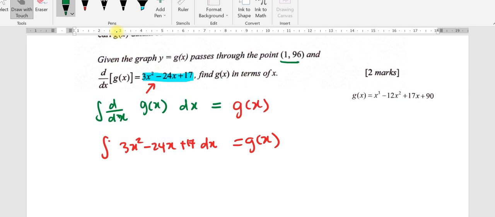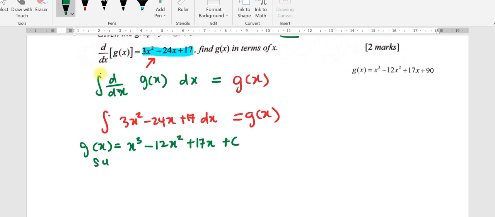3x cube over 3. So, akan dapat x cube sajalah. I do in my mind already. And then negative 24x square divided by 2. So, negative 12x square. And then we also have 17x. Okay. And then plus c, don't forget. So, that is your gx. But it is incomplete without the value of c.